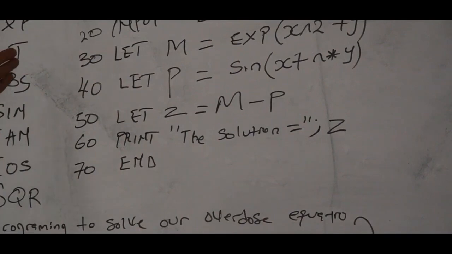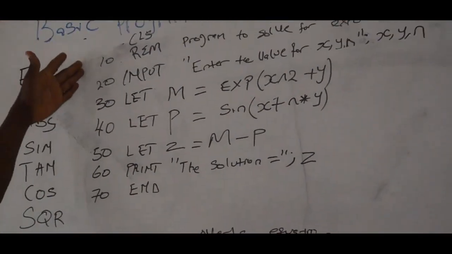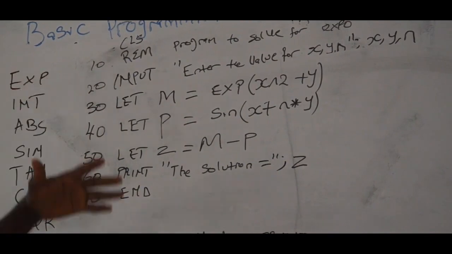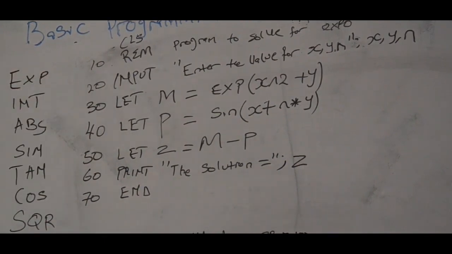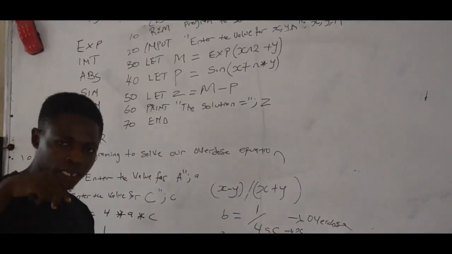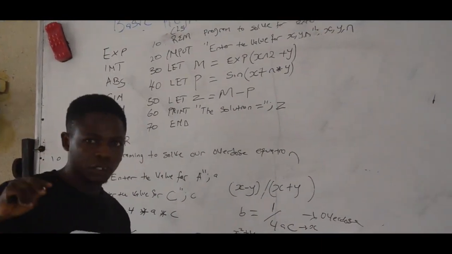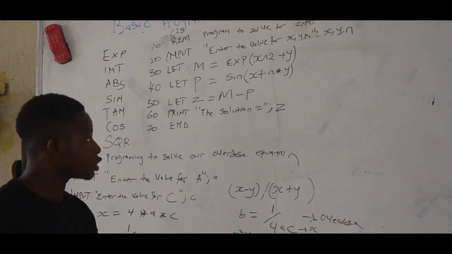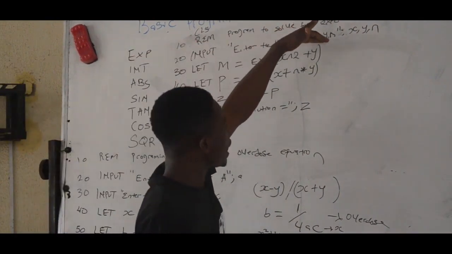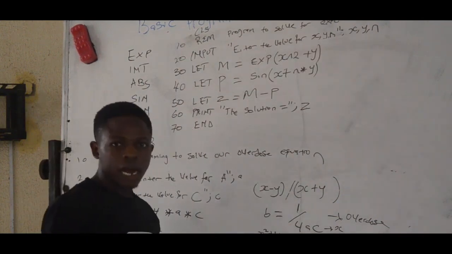So looking from where we start, from our CLS, go to our REM. REM is just a remark for the program that you want to do. And line 20, we don't want to collect the variables separately. You can collect the x separately, the y separately, and the n separately. But we try to merge them together so it will be faster. So we now say, input, enter the value for x, y, n. So we put commas to separate them.